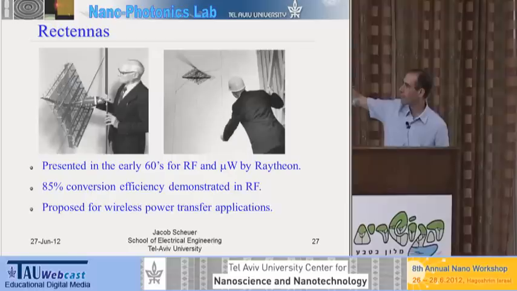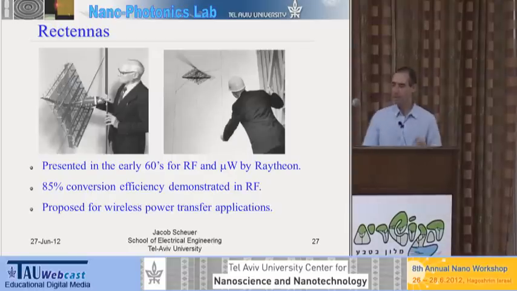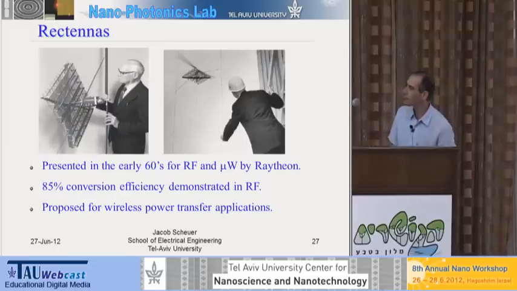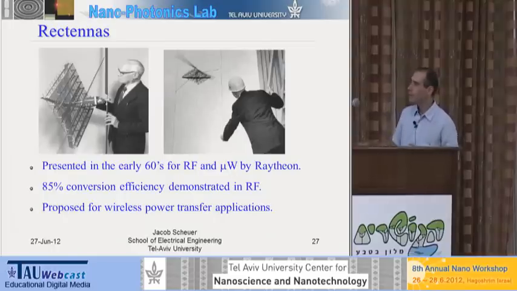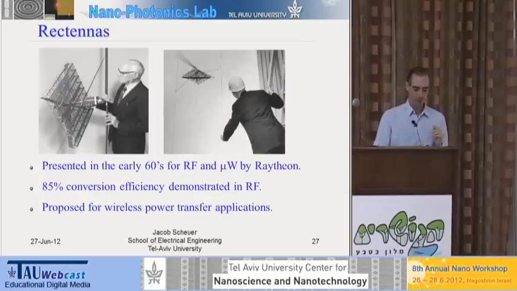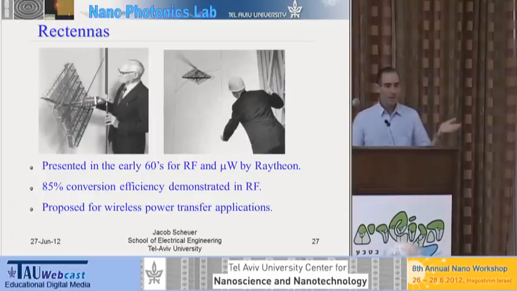for making unmanned flying vehicles stay in air forever, at least as long as they are illuminated by the microwave. It didn't go too far because we are limited by line of sight, but the idea is there. What we're trying to do is basically take this concept and make it in the very small regime of optical frequency. So the antennas we have, the only thing we miss is the diodes.